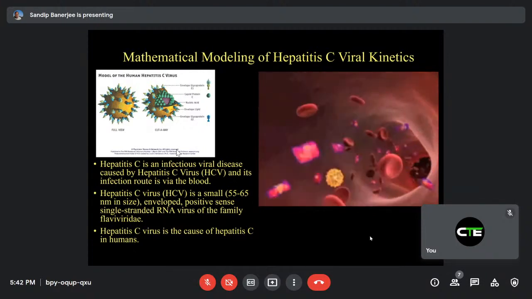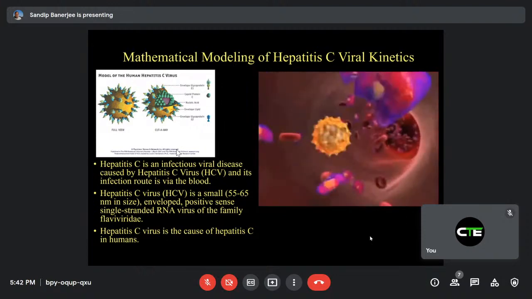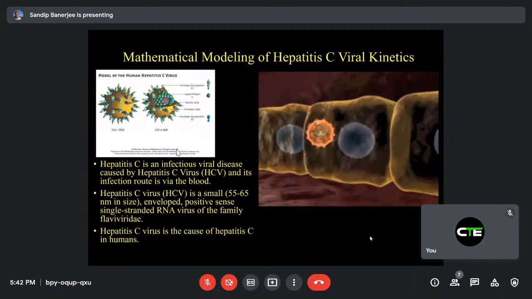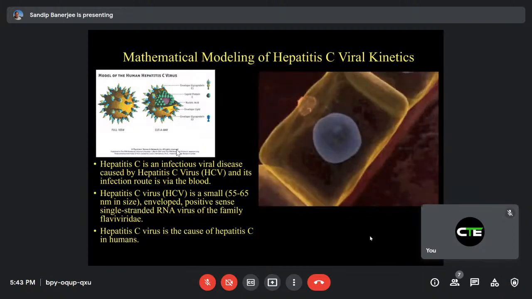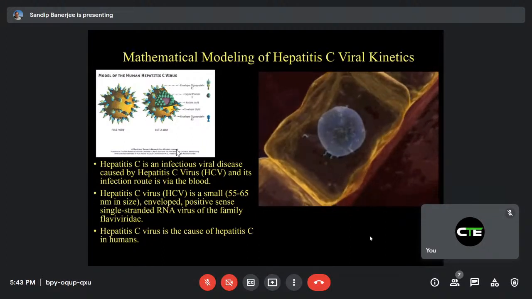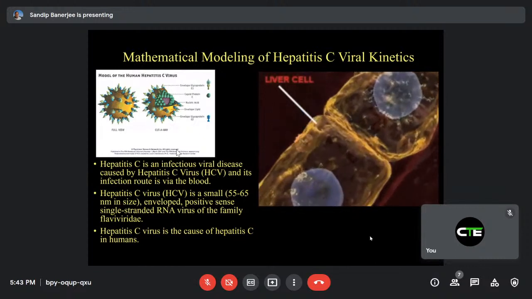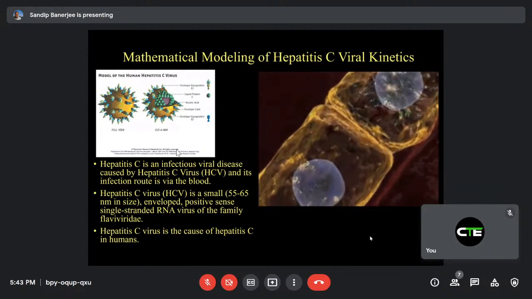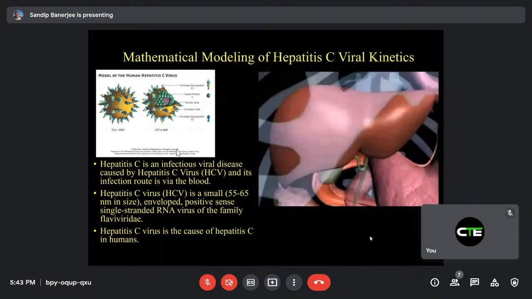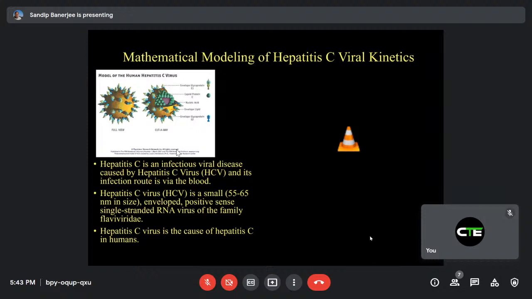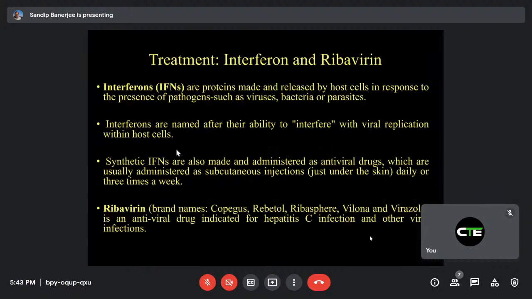Its entry is through the blood. As it enters your bloodstream, mainly by blood transfusion or drugs, it finds the liver cell, it enters, it replicates, and then again it comes out, and again it will be engulfed by that fatty envelope and move to another liver cell. That's how all your liver cells get infected, and ultimately you get what is called cirrhosis of liver.